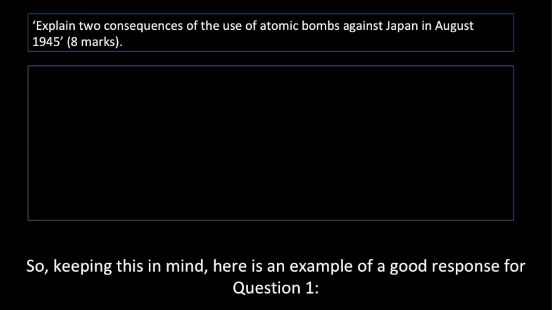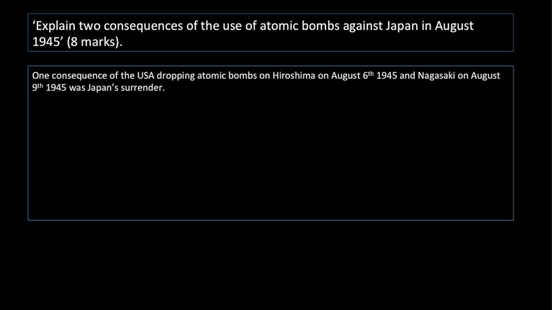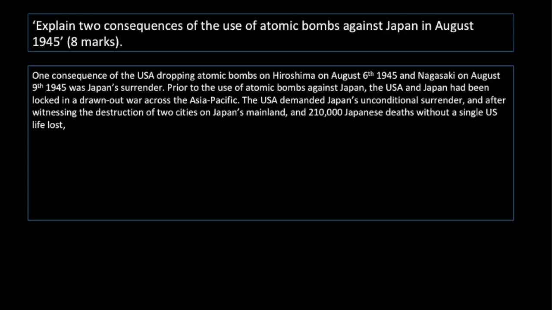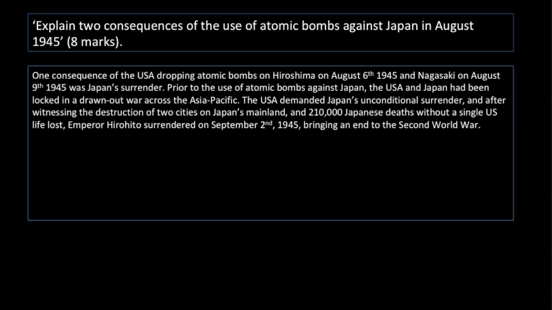Explain 2 consequences of the use of atomic bombs against Japan in August 1945, 8 marks. One consequence of the USA dropping atomic bombs on Hiroshima on August 6, 1945, and Nagasaki on August 9, 1945, was Japan's surrender. Prior to the use of atomic bombs against Japan, the USA and Japan had been locked in a drawn-out war across the Asia-Pacific. The USA demanded Japan's unconditional surrender, and after witnessing the destruction of 2 cities on Japan's mainland and 210,000 Japanese deaths without a single US life lost, Emperor Hirohito surrendered on September 2, 1945, bringing an end to the Second World War.